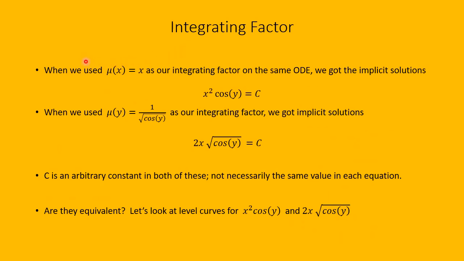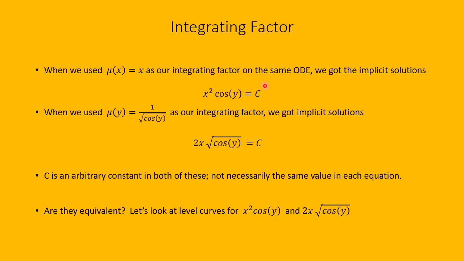In our differential equation that we considered, when we used mu of x equals x as our integrating factor, we got implicit solutions that look like this: x squared times cosine y equals a constant, where this constant could be any number. When we use the integrating factor mu of y equals 1 over the square root of cosine y, we got implicit solutions like this: 2x times the square root of cosine y equals c, where c is an arbitrary constant in this equation. It's an arbitrary constant that more or less is giving us something like general solutions.